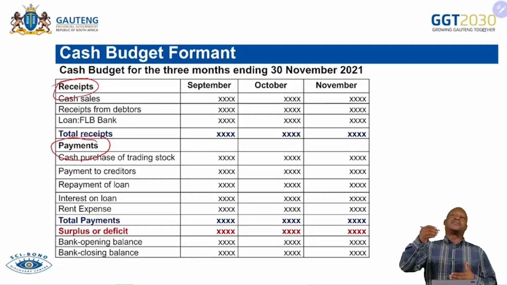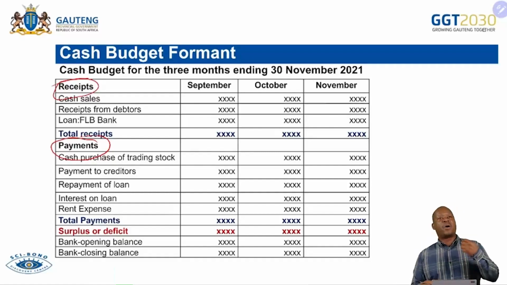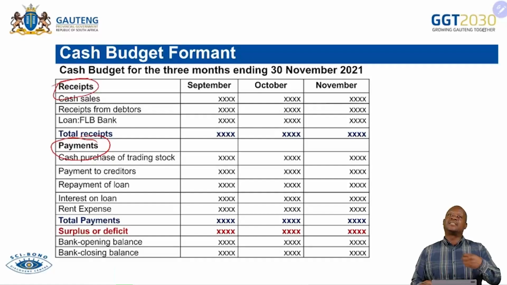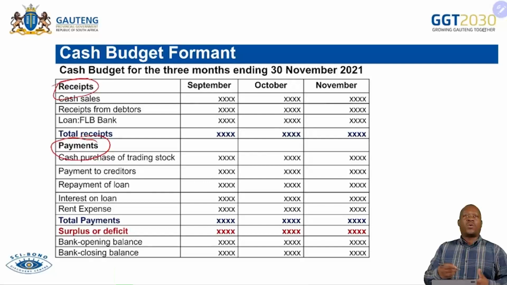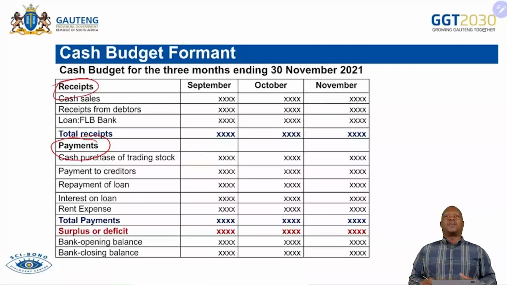The receipts. Receipts looks into where is the cash coming from. So in this case, we are saying cash is coming from our cash sales. Cash is coming from collections that we are doing to debtors, as well as from borrowing the loan. So these are our sources of cash during the months given.